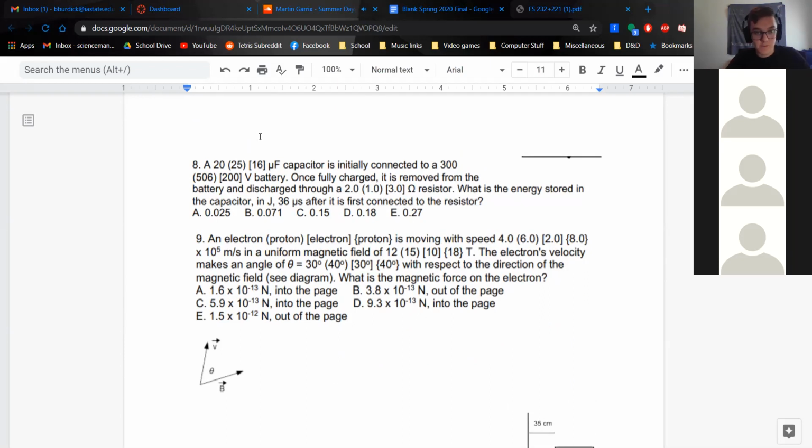Yeah, okay. So we've got number 8 here. Ignore this line. That's not part of the question. That's from me snipping it. We've got a capacitor connected to a battery. It's fully charged and then hooked up to a resistor and allowed to discharge. So we want to know, what is the energy in the capacitor at a certain time after it's first connected to the resistor? So there's a lot happening here, but you guys definitely can do this, I promise.